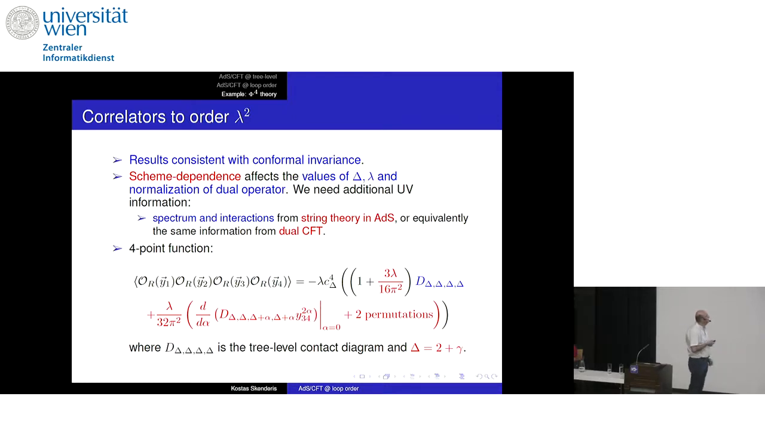So the results are completely consistent with conformal invariance to all orders. And again, scheme dependence affects the values of delta, lambda, and the normalization of the dual operator. So for that, we need additional UV input, and that can be either the spectrum and interactions in string theory in AdS, or equivalently using the same information in the dual CFT, and I'm finishing. And this is the result for the 4-point function. So all the scheme dependence is now hidden inside the delta. So this delta is 2 plus the anomalous dimension.